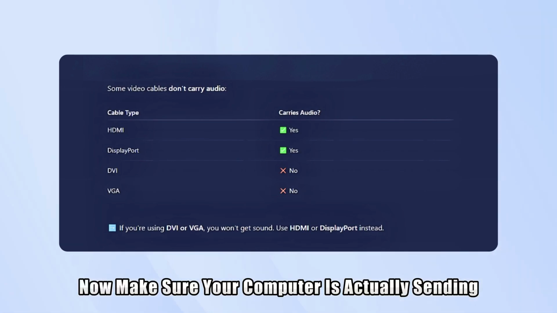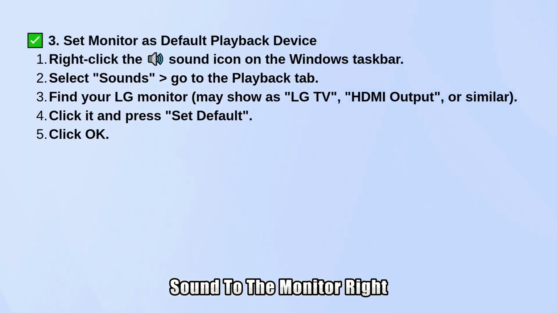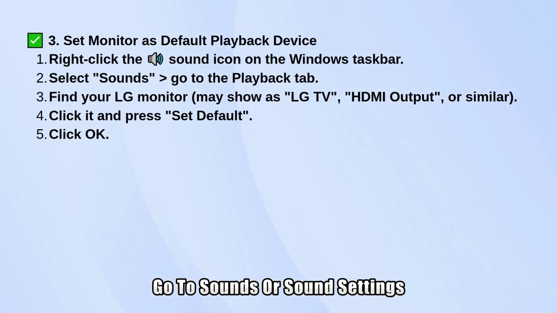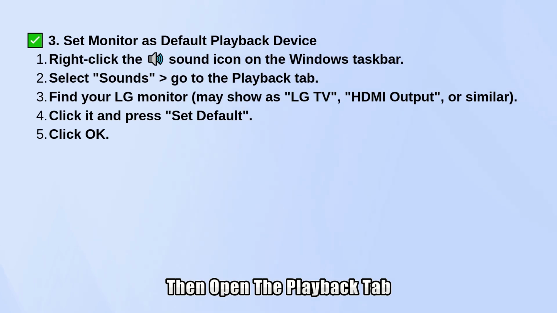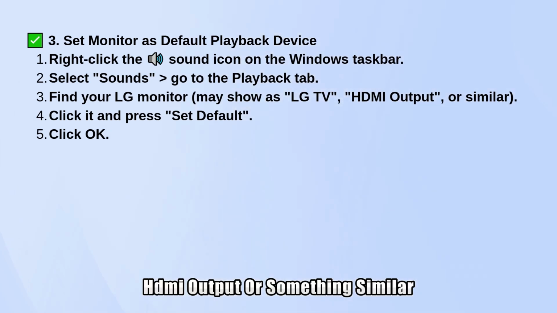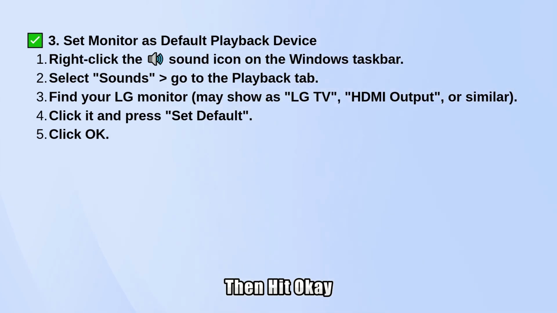Now, make sure your computer is actually sending sound to the monitor. Right-click the sound icon in your taskbar, go to Sounds or Sound Settings, then open the Playback tab. Look for your LG monitor. It might be listed as LG TV, HDMI output, or something similar. Click it and set it as the default device, then hit OK.